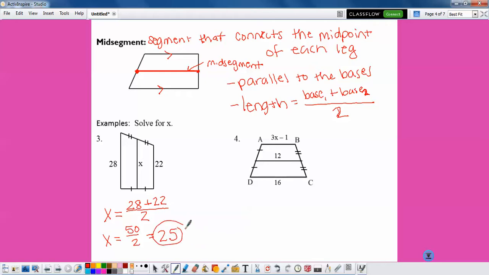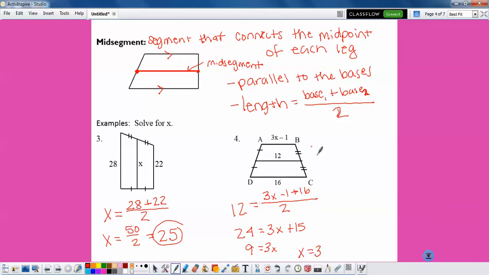In number 4, there's 2 different ways you can look at this. You could say 12, because that's the midsegment, has to equal 3x minus 1 plus 16 over 2. Multiply the 2 to both sides, we get 24 equals 3x, and I'm going to combine like terms to get 15. Subtract 15, we get 9 equals 3x, so x would equal 3.